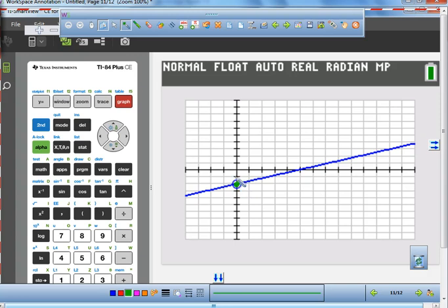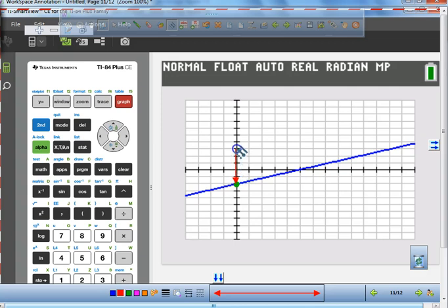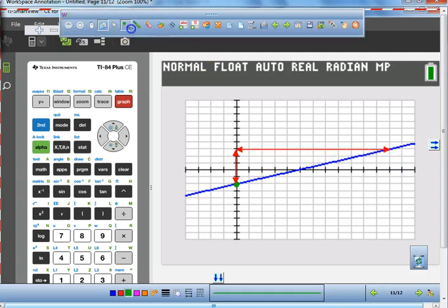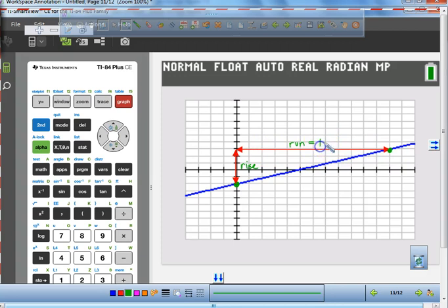Right here, that's my y-intercept. Right now, I am going to go up 5 units. 1, 2, 3, 4, 5. So I'm going up 5 units, and I'm going to go over 12 units until I hit that point right there. The reason why I'm doing this is I really want you guys to see that this right here is called the rise, and this right here is called the run. How far is this running? 12 units.